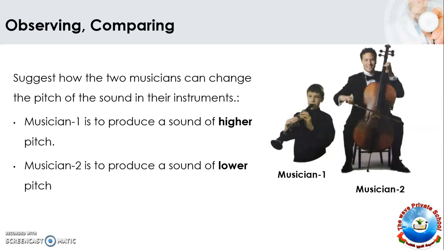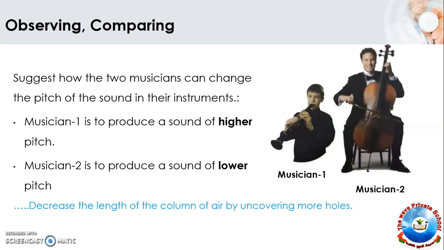Musician 1, higher pitch. Decrease the length of the column of air by uncovering more holes. Very good, students. Next, musician 2, sound of lower pitch. Increase the length of the vibrating string by loosening the string. Excellent answer. Study well, okay?